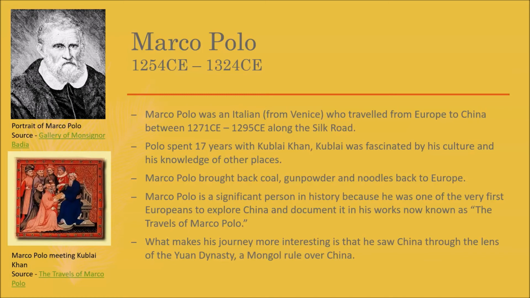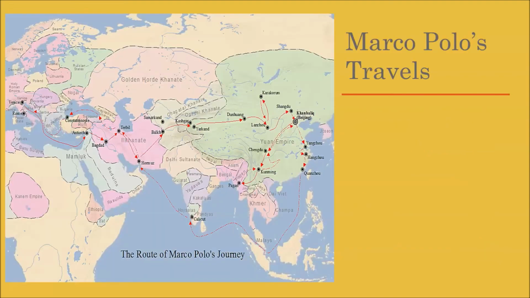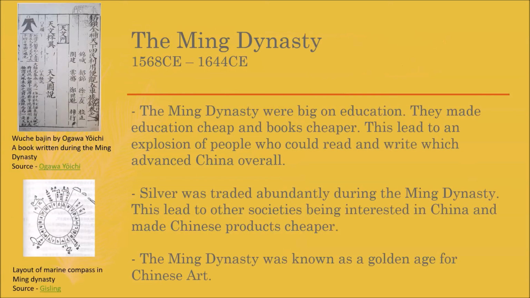Marco Polo is a significant person in history because he was one of the very first Europeans to explore China fully and document it in his works known as the Travels of Marco Polo. What makes his journey more interesting is that he saw China through the lens of the Yuan Dynasty, a Mongol rule over China. So while he was exploring China, he was exploring a very, very different China to what it had been. So this is a map that's just a quick outline of Marco Polo's journey: how he started in Venice, ended up in what we know now as Beijing, and then of course returning back to Venice.